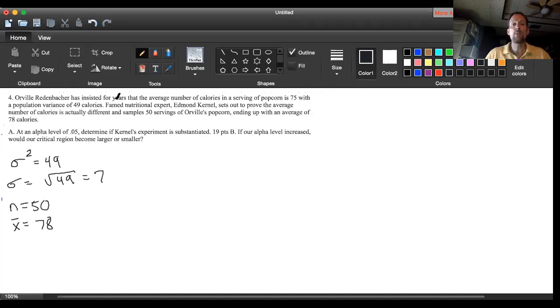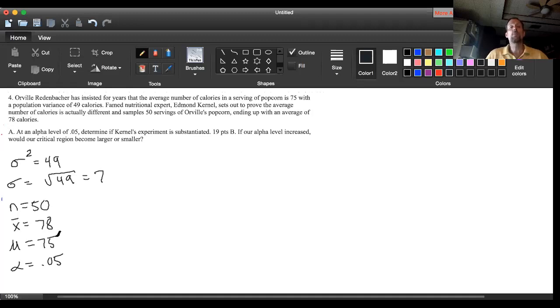And the only other average that they gave us was the 75. And that's clearly not mentioned within the context of the sample. So that reveals to us that the 75 is our mu. We're going to put in here mu equals 75, and we'll put in our alpha level to finish things off.